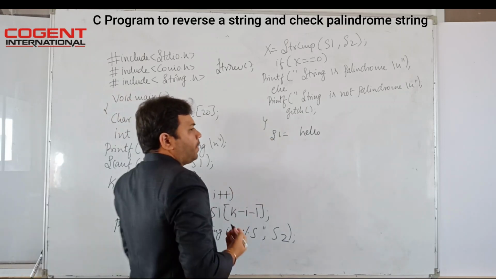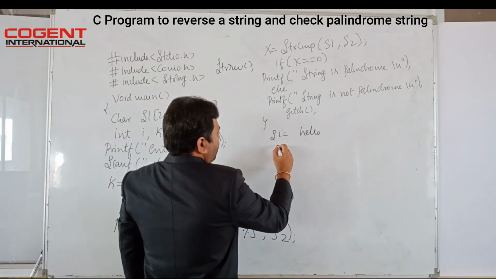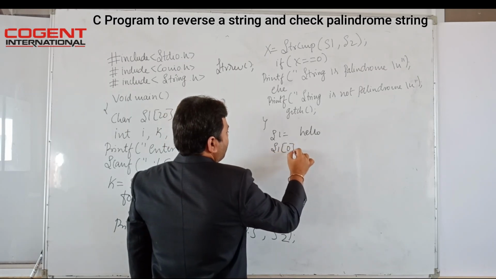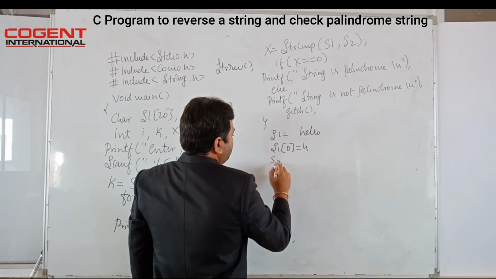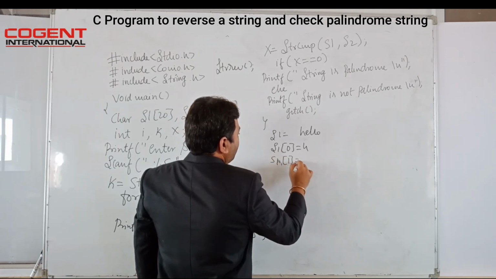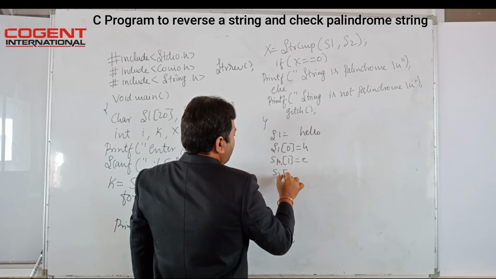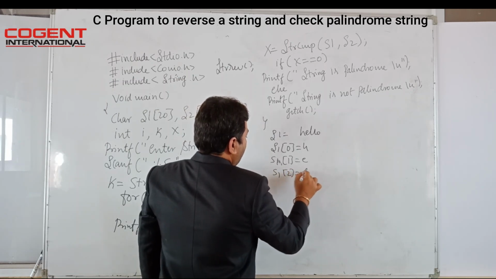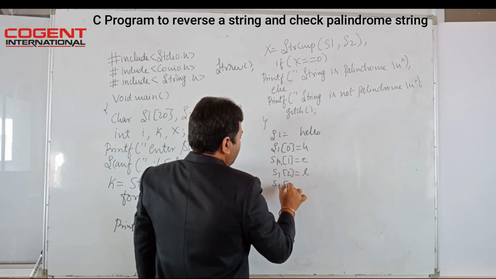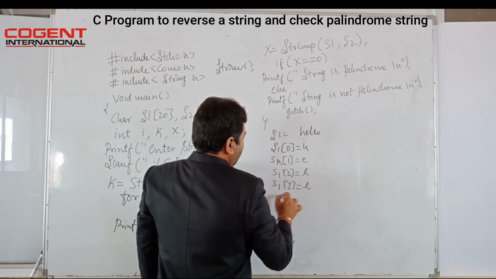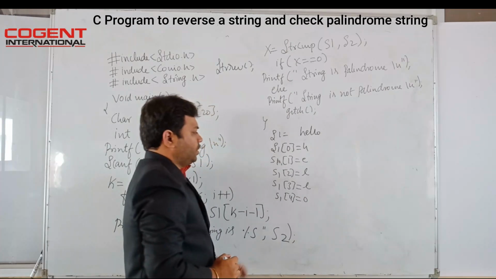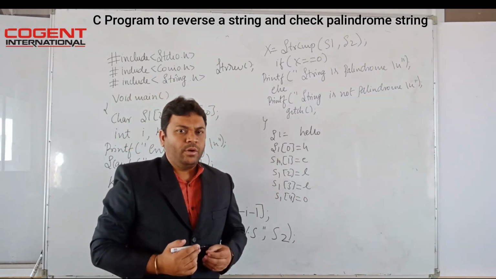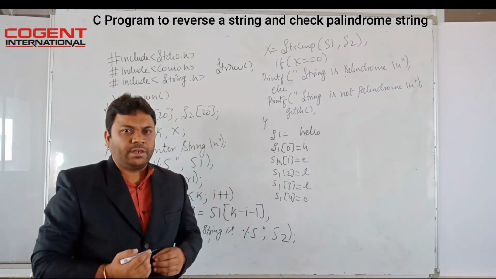Usually this hello string is stored into the s1 string as: s1 of 0 is equal to H, s1 of 1 is equal to E, s1 of 2 is equal to L, s1 of 3 is equal to L, s1 of 4 is equal to O. So the hello is stored into the s1 string.